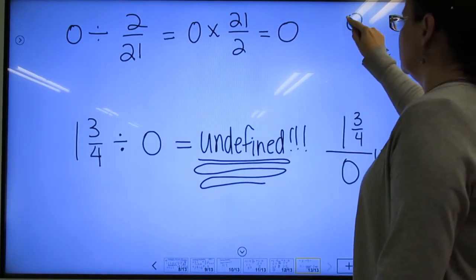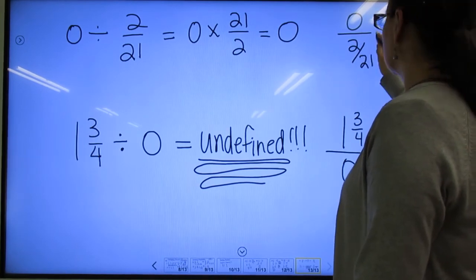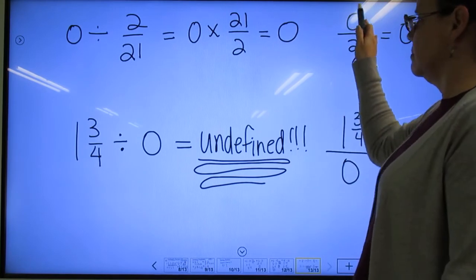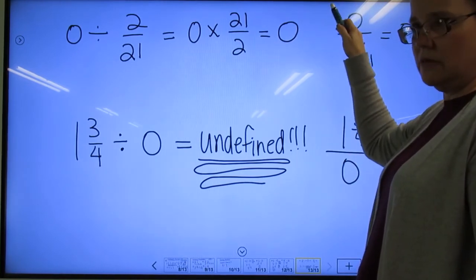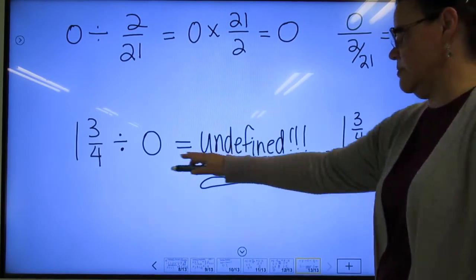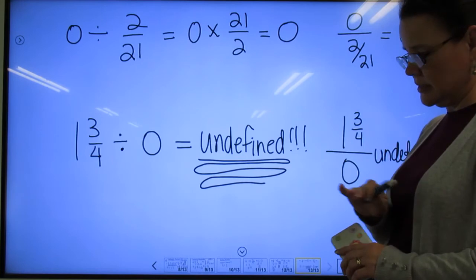But this one you can do 0 over 2 and 1/2, or yeah, it's 0. Zero divided by anything is 0. Anything under the 0, underneath, or after, or however you want to remember it, it's undefined. So that's it, period, boom.